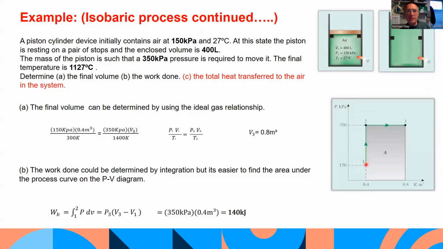As we increase the pressure to 350 kilopascals, the piston doesn't move off, it stops until we reach 350. And when we reach 350, the pressure stays constant and it lifts the piston off, it stops. And it's during this second process here, work was done. And we calculated that work to be 140 kilojoules. What we want to know now is the total heat transferred to the air in the system.